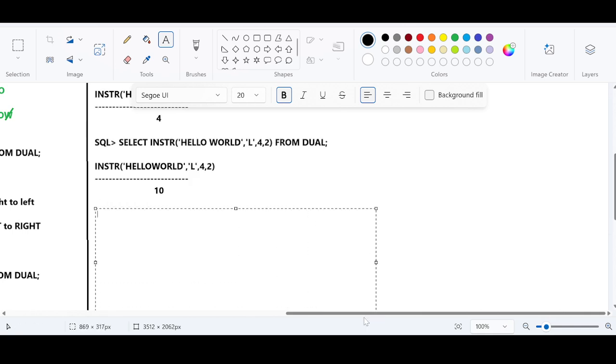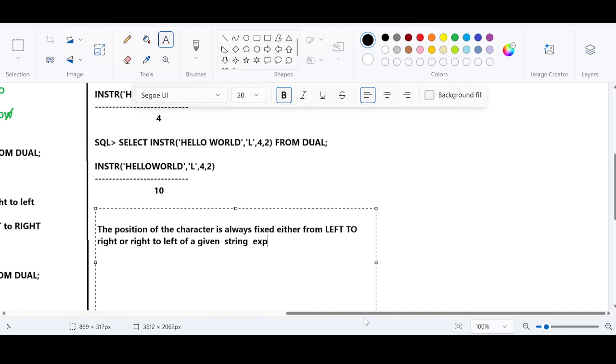What conclusion can I give? Please be informed that the position of the character is always fixed, either from left to right or from right to left of a given expression. The position of the character is always fixed either from left to right or right to left. Okay?